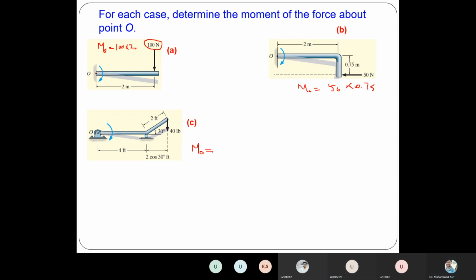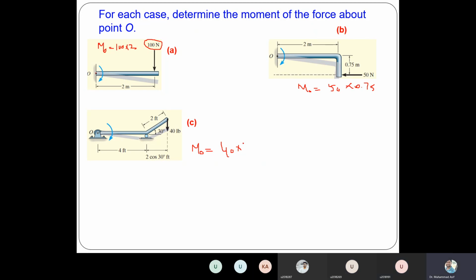40. How 40? 40 is the weight, sir. 40 multiplied by 2 cos 30, no, that's sin, incorrect, plus 4. 2 cos 30 plus 4.